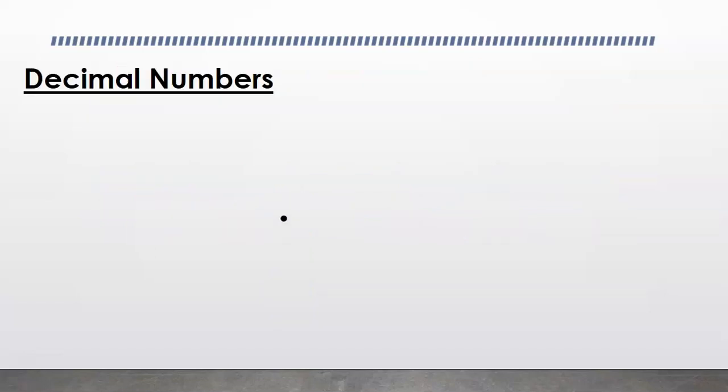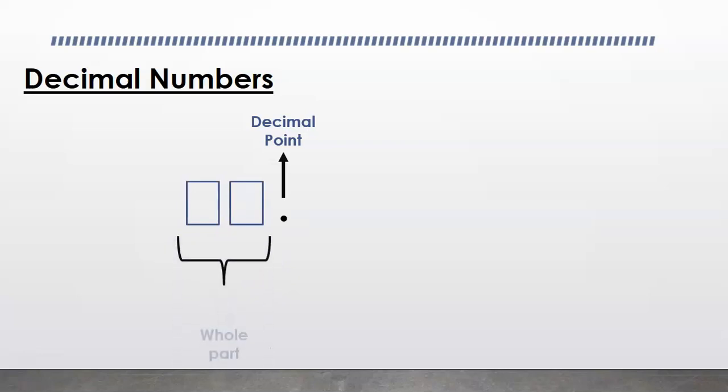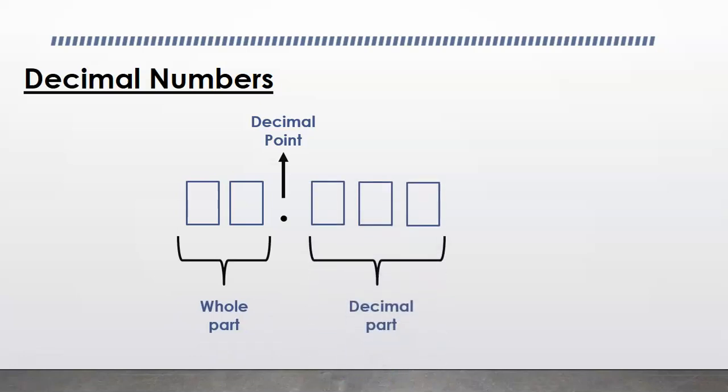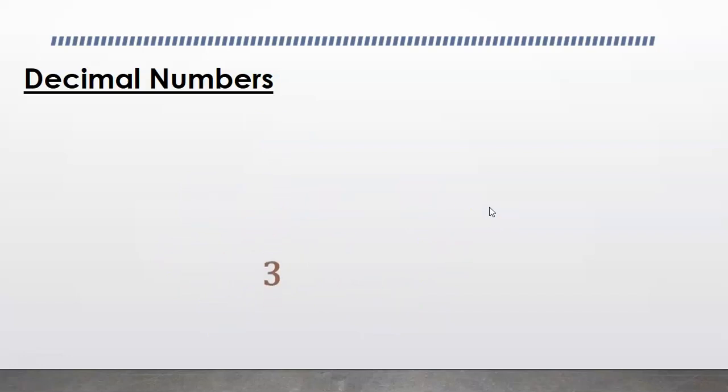A decimal number consists of a decimal point, and the left part is the whole part, and the right part is the decimal part. Okay? So a decimal number has a decimal point, a whole part and a decimal part. Let's see what these are. If I have a mixed number which is 3 and 2 over 10, can I convert it into decimal? Yes. Why? Because the denominator is 10.